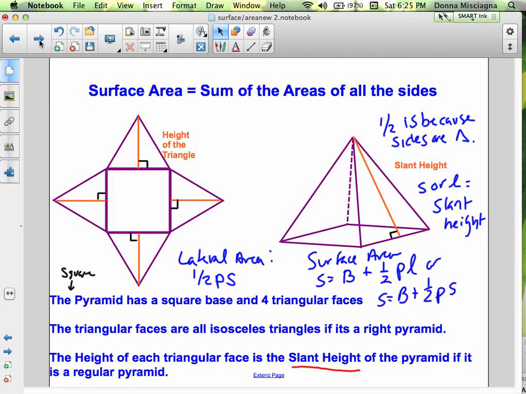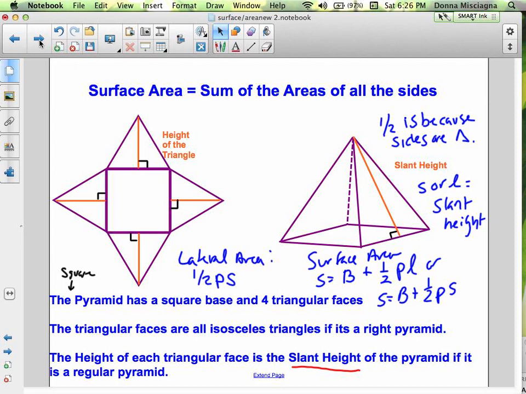The triangular faces are all isosceles triangles if it's a right pyramid. And we're only going to be dealing with right pyramids. The height of each triangular face is the slant height of the pyramid, if it is a regular pyramid. And we're only going to be dealing with regular pyramids and right pyramids, no oblique pyramids. So notice we only have one base. So instead of having 2 bases to calculate, just one base. And we have sides that are triangles.